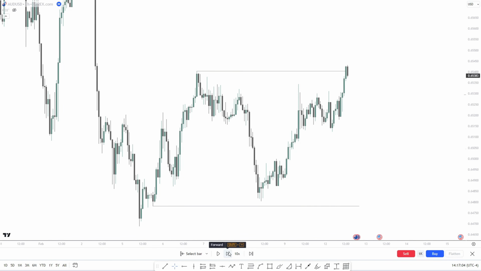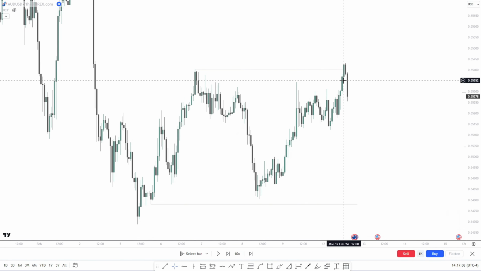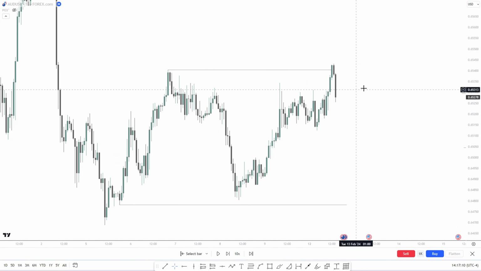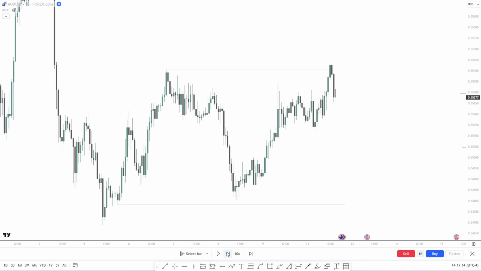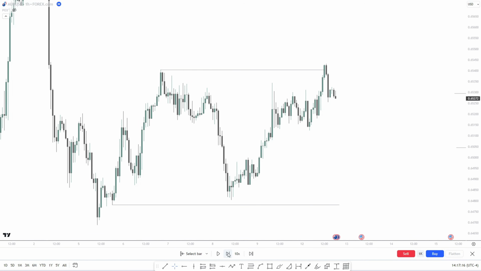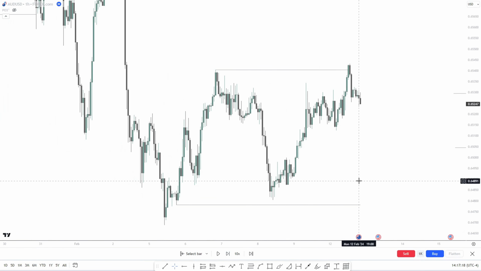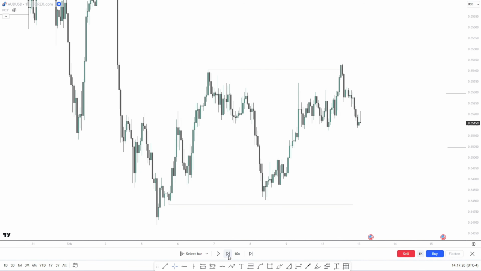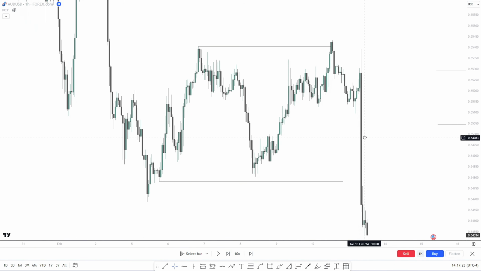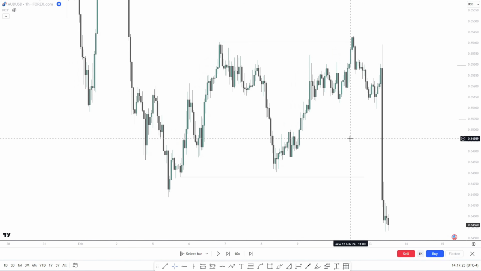So let's move it forward. And now this is what I will say is a confirmed close back into the range. And let's see if it moves lower after this, I don't know. And yeah, we have it.